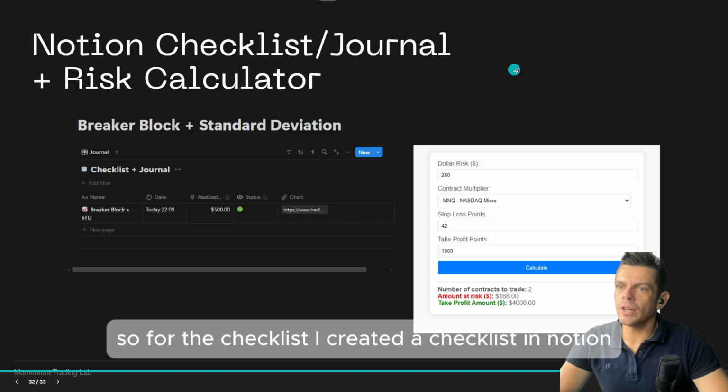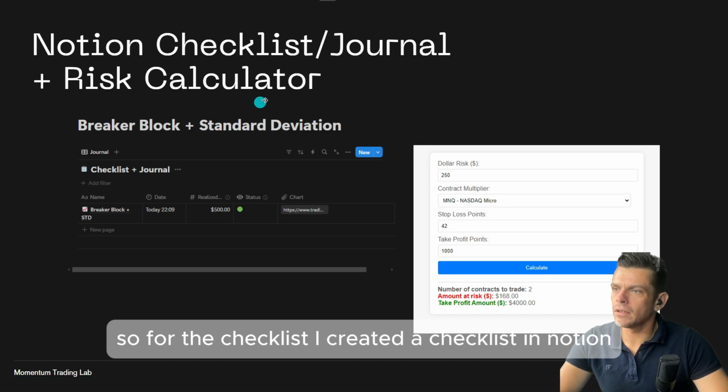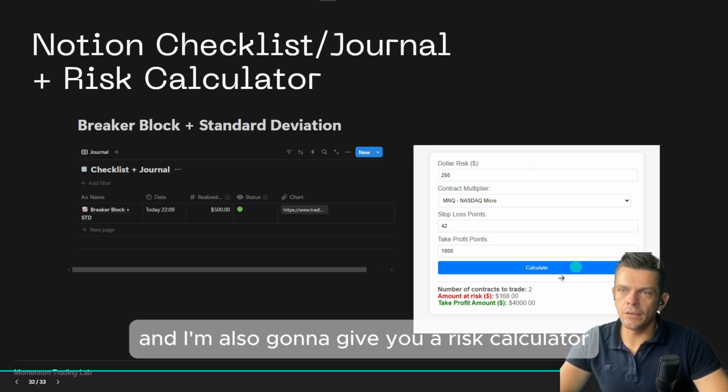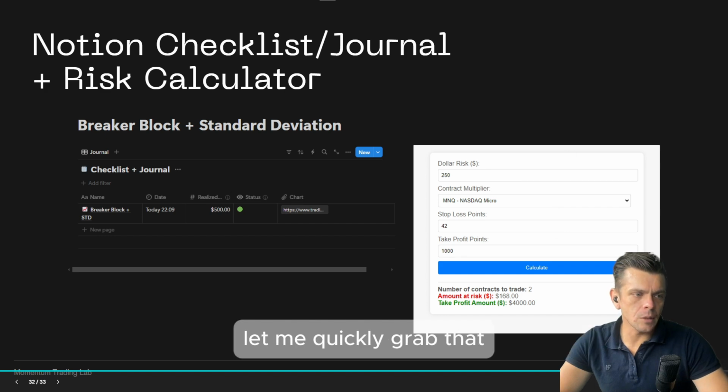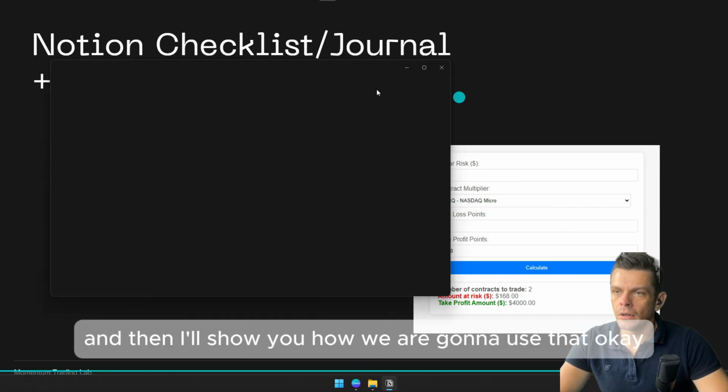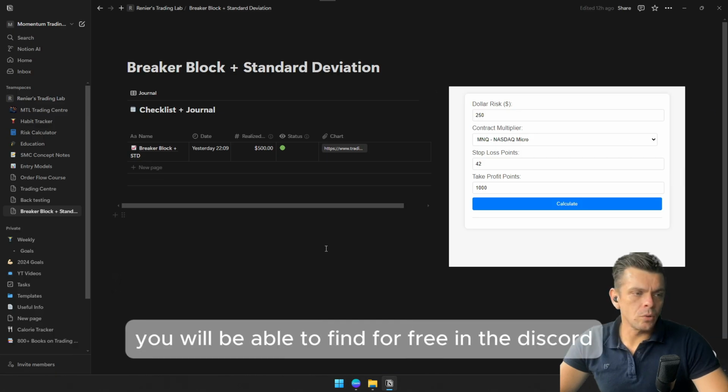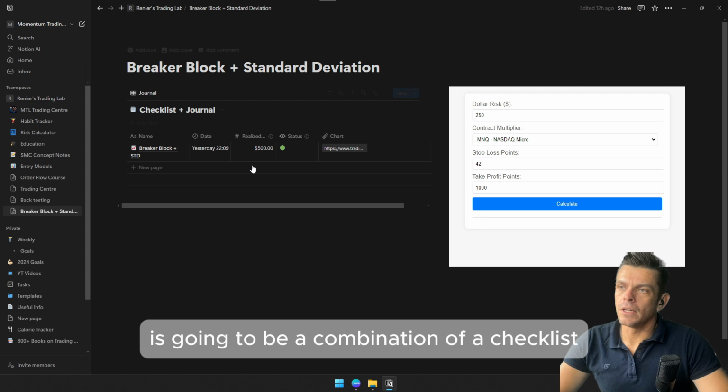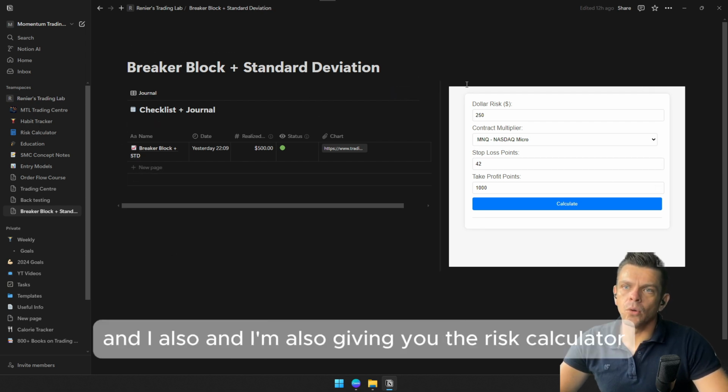Right, so for the checklist, I created a checklist in Notion, and I'm also going to give you a risk calculator. Let me quickly grab that, and then I'll show you how we are going to use that. Okay, and this you will be able to find for free in the Discord. So the checklist is going to be a combination of a checklist and a journal entry. And I'm also giving you the risk calculator.